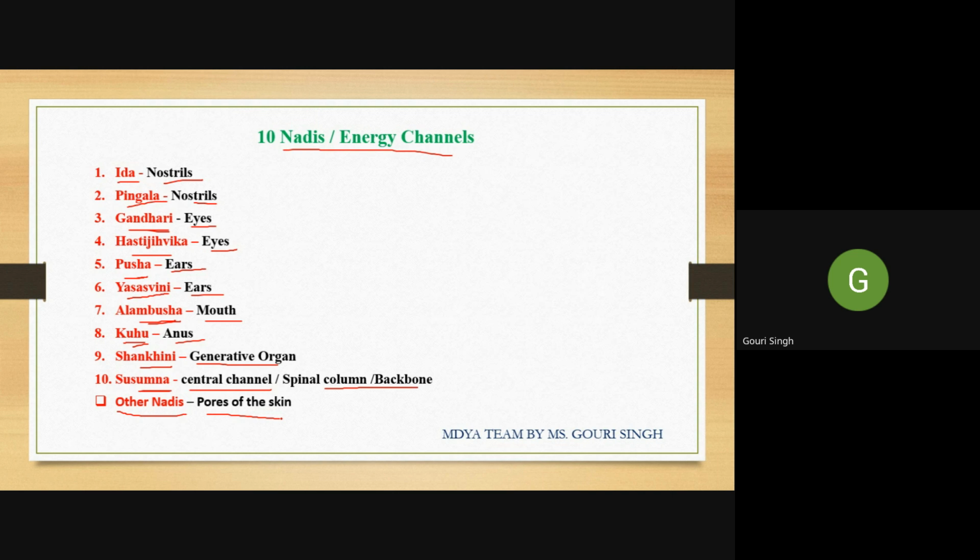Okay, very good. Now, Ankita ji, unmute yourself and read out. Nadis, energy channels: Ida, Pingala for nostrils, Gandhari, Hastijivika eyes, Pusha and Yashaswini for ears, Alambusa for mouth, Kuhu for anus, Shankhini generative organ, Sushumna central channel, and other nadis pores of the skin. So, Kanya ji.